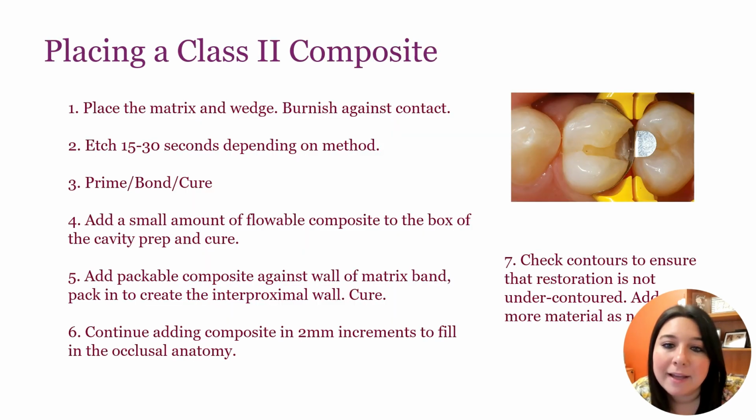Steps for placing a Class 2 composite. So first we're going to place the matrix and wedge. Typically a sectional matrix is used if there's an adjacent tooth. If there's not an adjacent tooth, then you can use a Toffel-Meyer or an auto matrix. Make sure you're burnishing against your contact before you're placing the filling. That way your contact is going to be a little bit concave and you're going to have that nice tight snap when you're flossing.